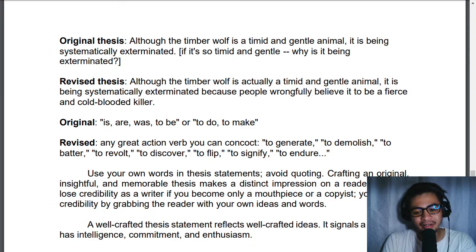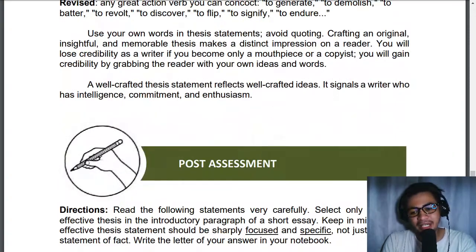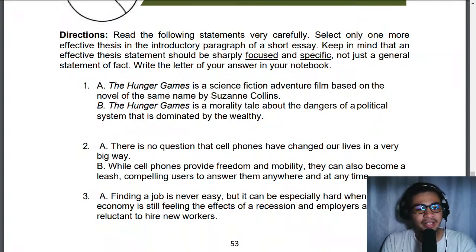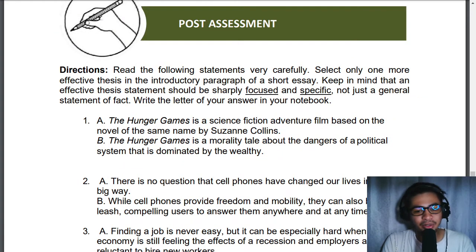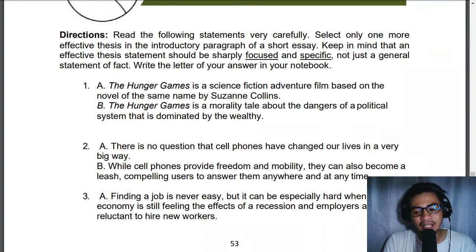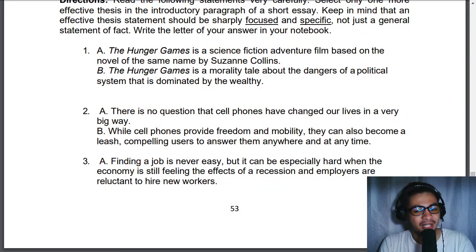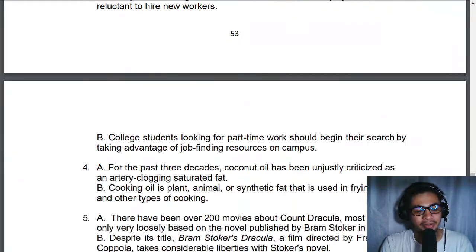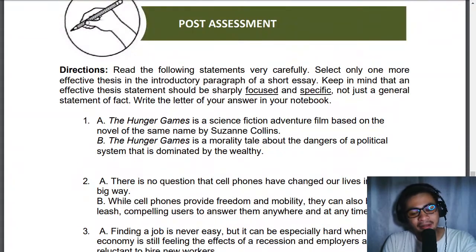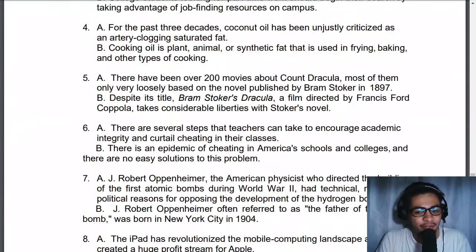So read the examples given so you can understand better. We are on the post assessment. Write your answer in your notebook and read the instructions carefully. It's almost 30 minutes already in this video. As much as possible, we will make this video 20 minutes maximum so you won't get bored watching. Again, based on what you have learned, select the most effective thesis statement and write the letter of the answer in your activity notebook. Just the letter, no need to copy the statement, class.